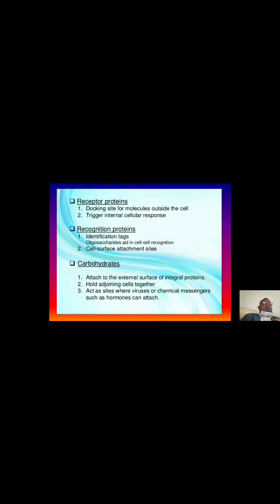The next important substance is the carbohydrate present in the cell membrane, attached to the external surface of the integral proteins. Carbohydrates hold adjoining cells together and act as a site where viruses or chemical messengers such as hormones can attach.